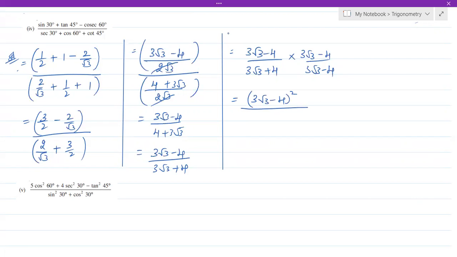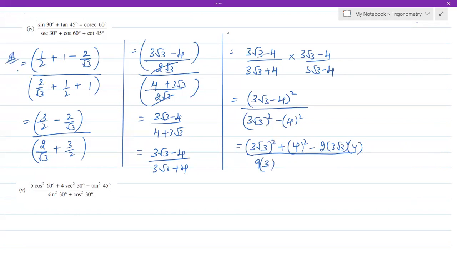So the denominator is always a plus b into a minus b. So a squared minus b squared. So the numerator is like a minus b the whole square. So a squared plus b squared minus 2ab. The a value is 3 root 3, b value is 4. That's what we have done. Now 3 root 3 the whole square. So both are in multiplication. We have to square both. 3 square is 9. Root 3 square is 3. Minus 4 square is 16.